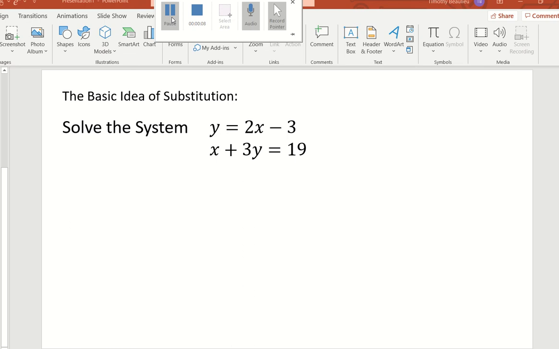I just wanted to make a quick video showing you the basic idea of substitution. That's what you're working on this week on how to solve a system. So you actually don't have to graph it. If you don't have graphing technology, this works pretty well.